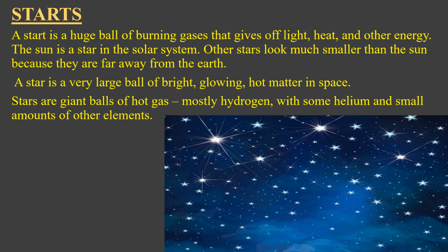Then you might be asking me, why do other stars look much smaller than the sun? Other stars look much smaller than the sun because they are far, far away from the Earth. A star is a very large ball of bright, glowing hot matter in space. Stars are giant balls of gas, mostly hydrogen, with some helium and small amounts of other elements.